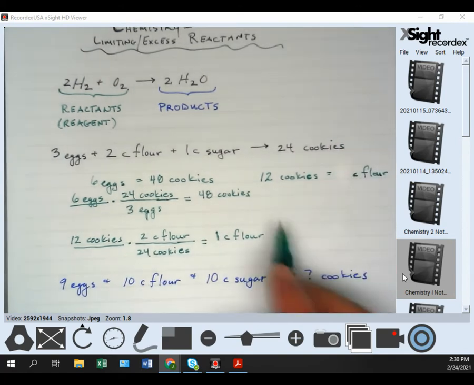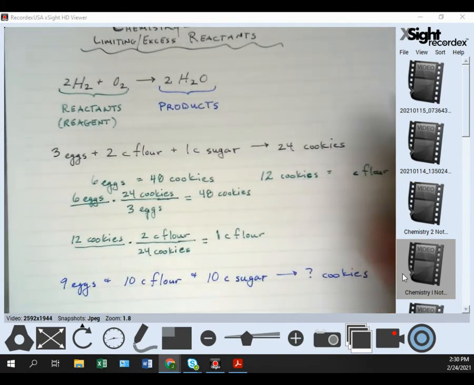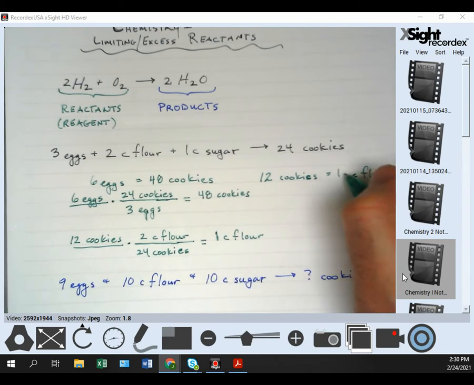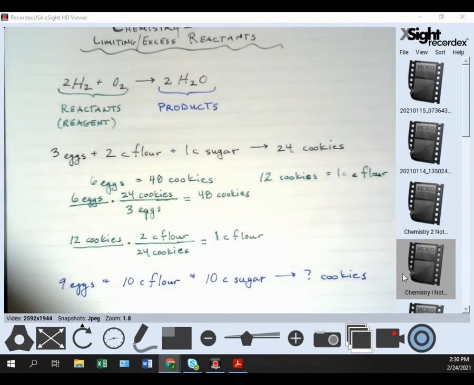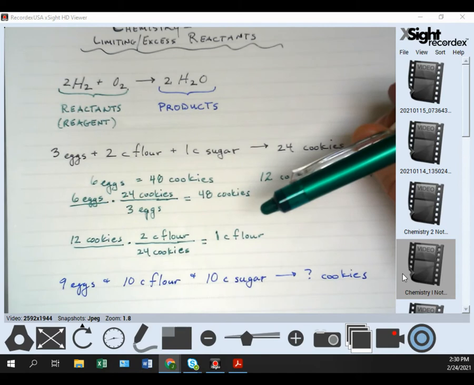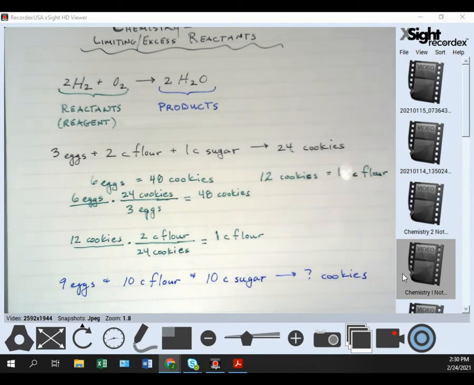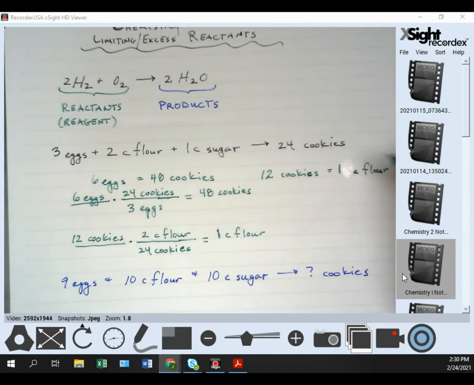All right, so 12 cookies would give us, or we would need 1 cup of flour to do that, right? Oh, shoot, I already had cup in there. Okay. So far, so good, makes sense? That's the same concept of what you guys have actually been doing with your stoichiometry.